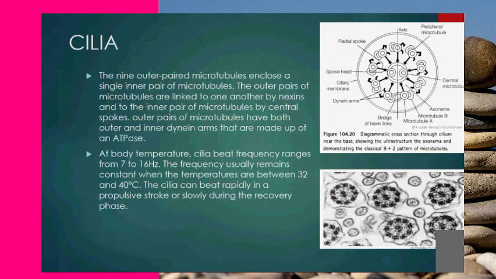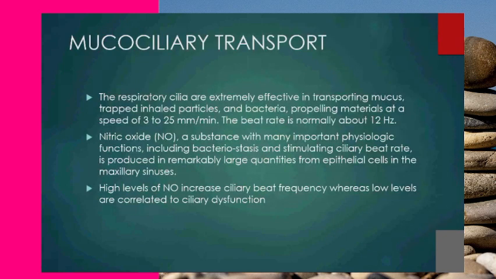So normally at body temperature, cilia can beat 7 to 16 hertz. The frequency usually remains constant, and the temperature is between 32 and 40. And the cilia can beat rapidly in a propulsive stroke or slowly during the recovery. How is this mucociliary transport done? That we will be discussing in the mucosal blanket topic.